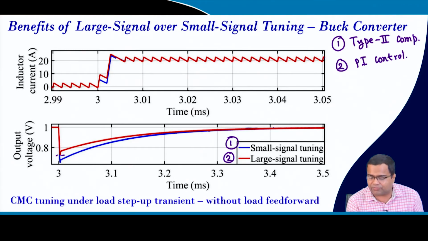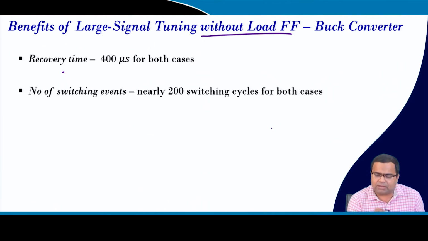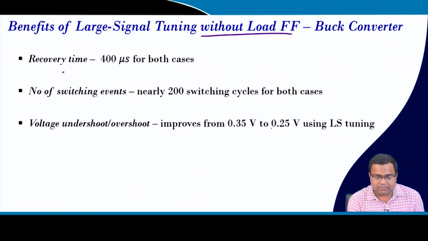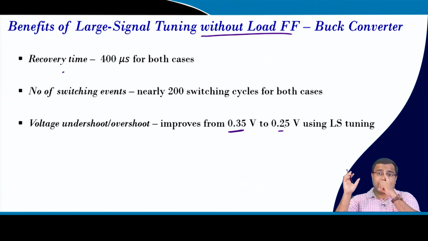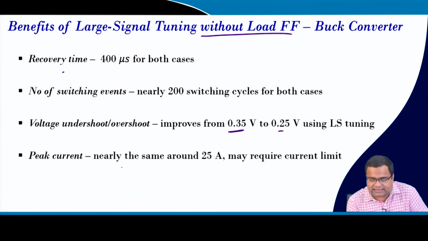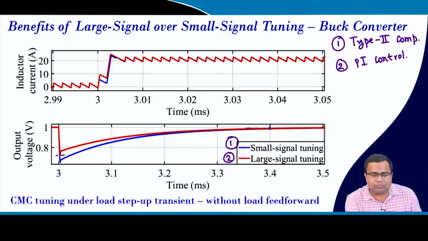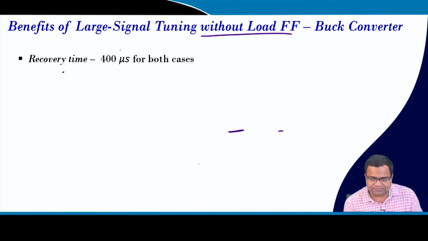They are almost reaching 1 volt after this much time, and the number of switching cycles is also the same, but the voltage undershoot improved from 0.35 to 0.25. So, that can be reduced. That means this tuning can be used to even improve the performance of current mode control even when there is no load feed forward. And the peak currents are nearly the same, around 25 ampere. If you go back, they are almost the same, 25 ampere.